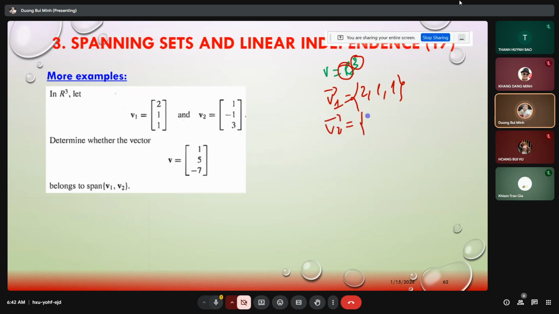Vector v2 is 1, minus 1, 3. If we have vectors like this, you can use row vectors or row matrices or column matrices to represent this. Of course you can use row vectors if you like, but normally we use column vectors. Do you know why?